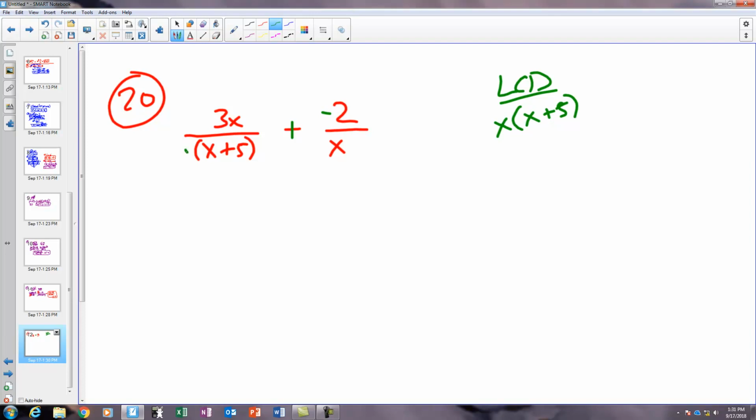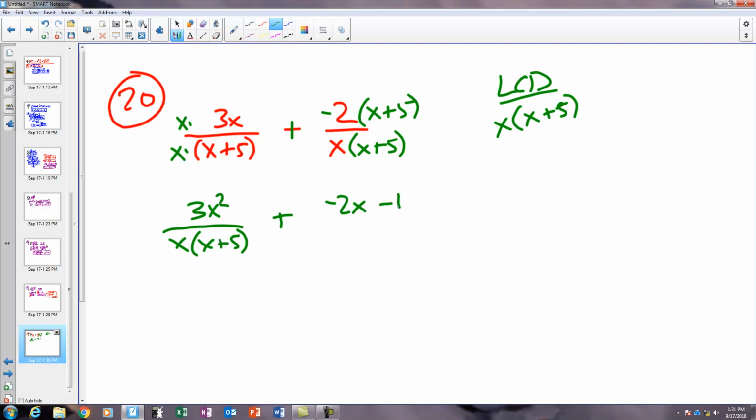This first denominator seems to be missing an x, so to put it there, I have to put it on top, making it 3x squared over x times x plus 5. Over here on the right, it seems like I'm missing an x plus 5. So I'm going to multiply by x plus 5 on top and bottom, making it negative 2x minus 10 over x times x plus 5.